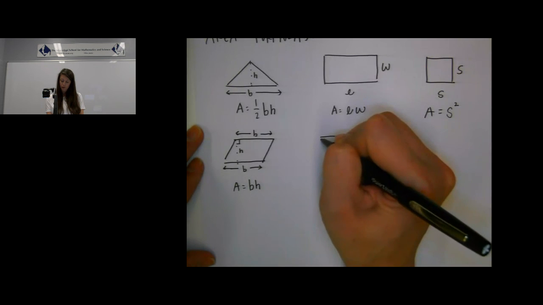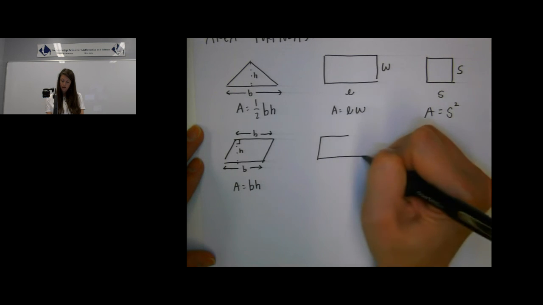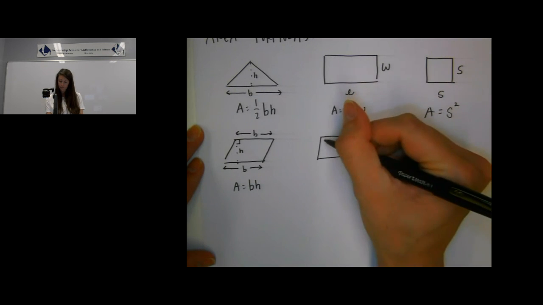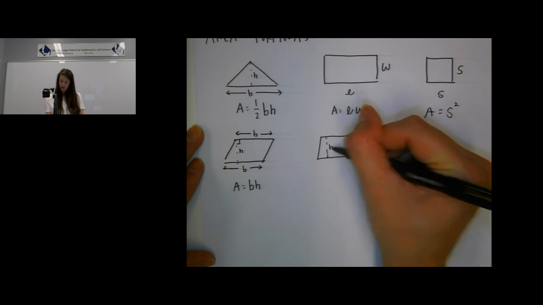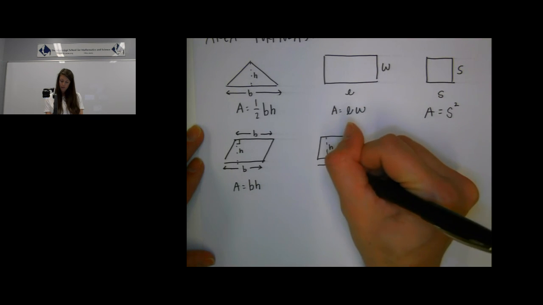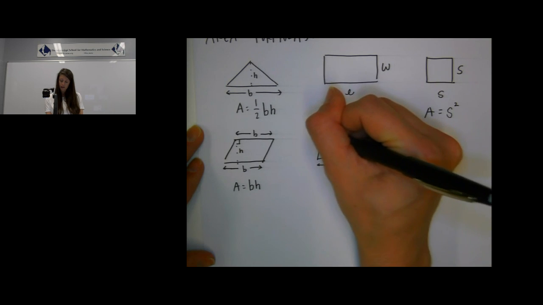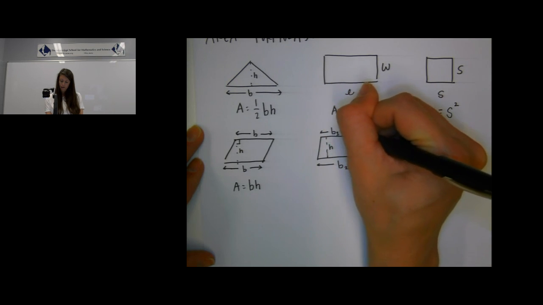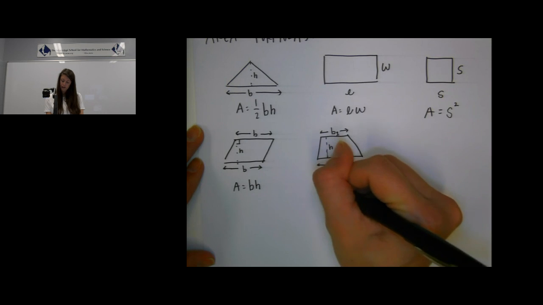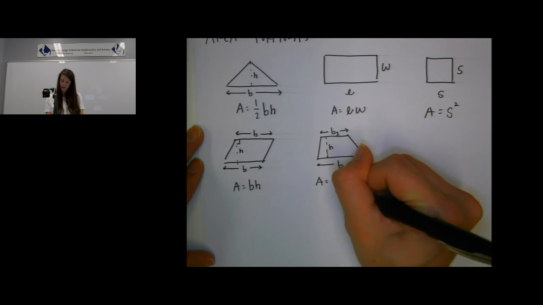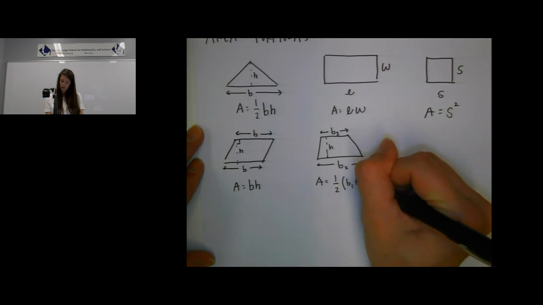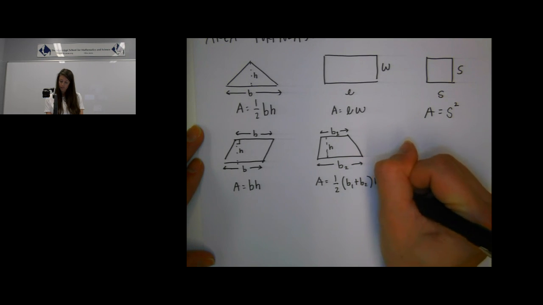Well, with a trapezoid, that means that they are not the same. Okay, but we are going to have a height, and we're going to have two bases that are not equal lengths here. Okay, so remember your area here is going to be 1/2 base 1 plus base 2 times your height.